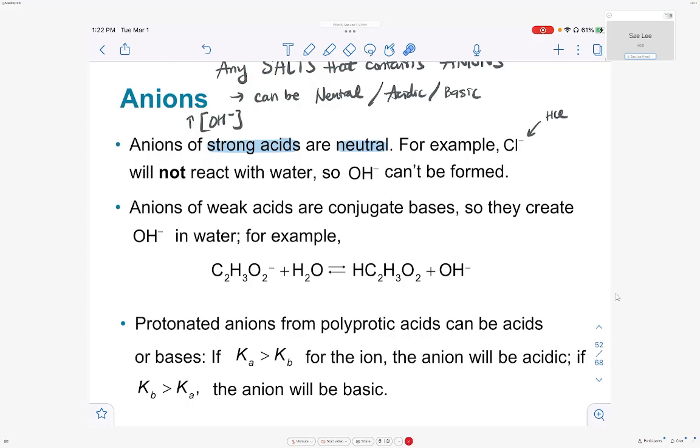This chloride ion has basically zero basic property. It is very, very reluctant to act as a base and steal the proton from water to generate hydroxide ion. Therefore, any salt that contains chloride ion will be neutral.